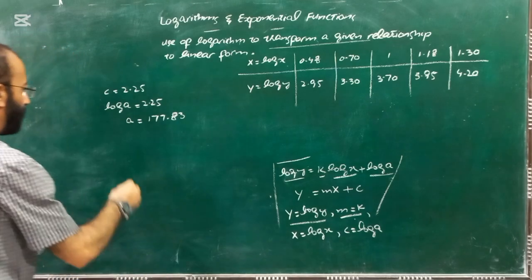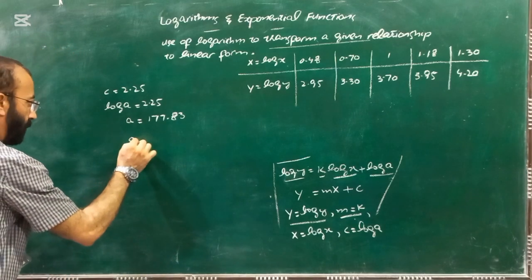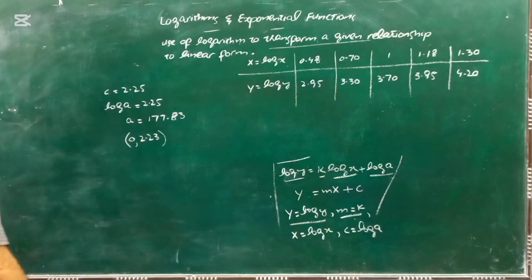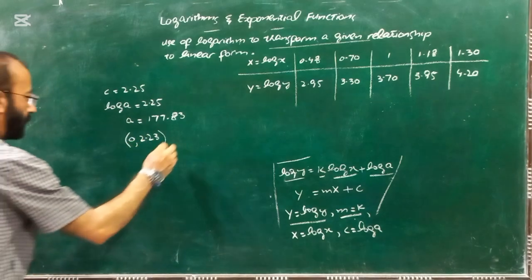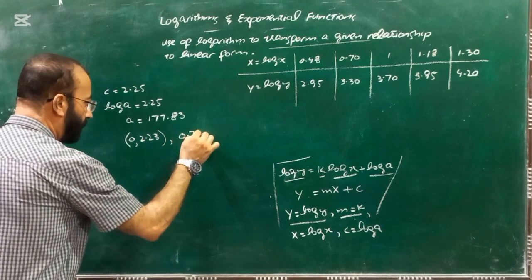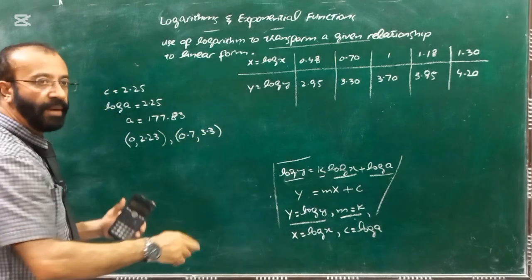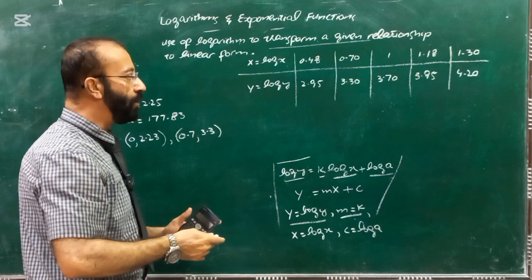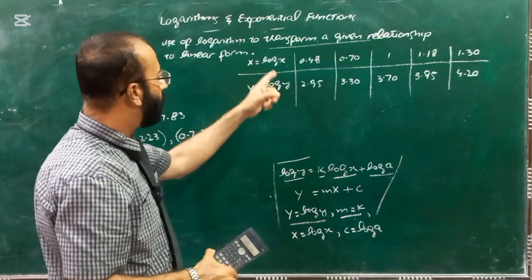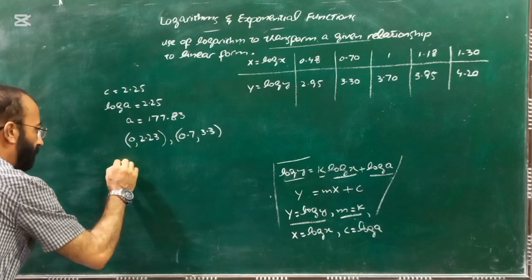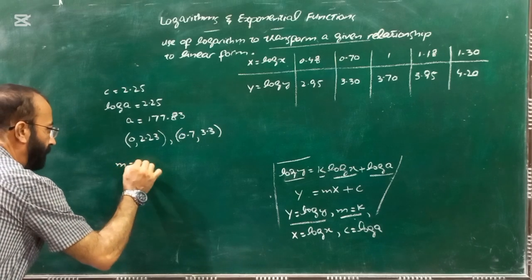The 2 points taken on the graph were 0 and 2.25, and the second point was 0.7 and 3.3. So these 2 points were taken from the graph, which was made by the log of x and log of y. So using these values, we will find the value of m.